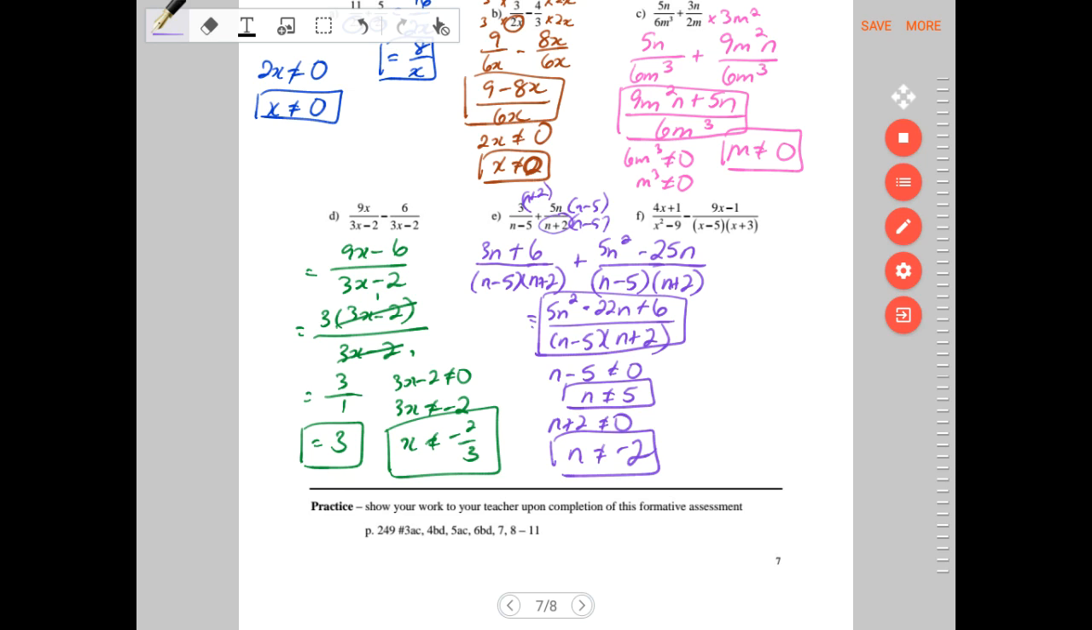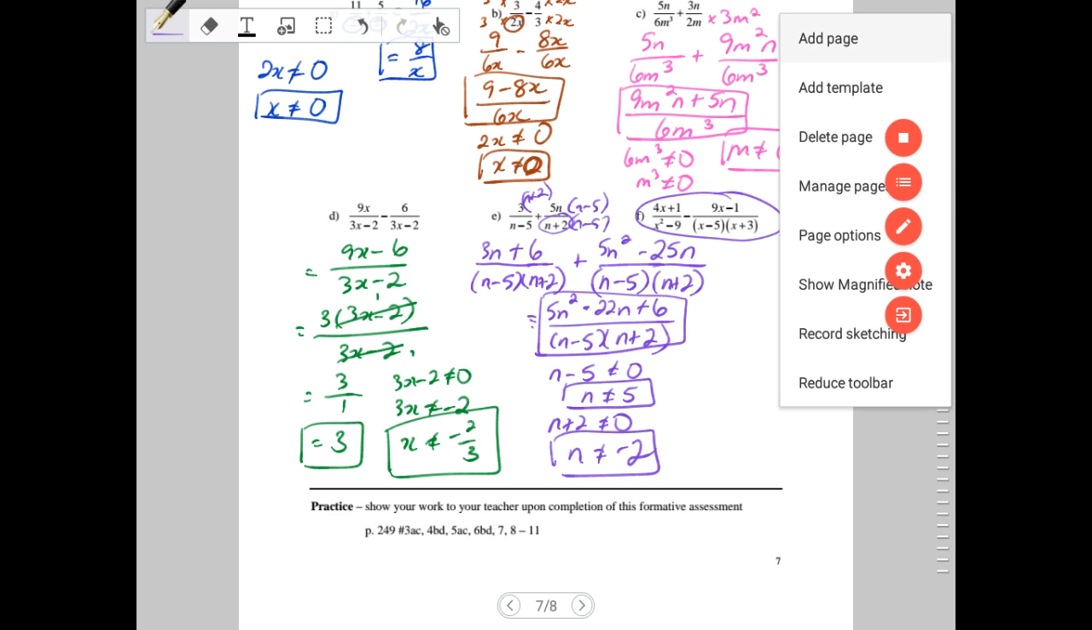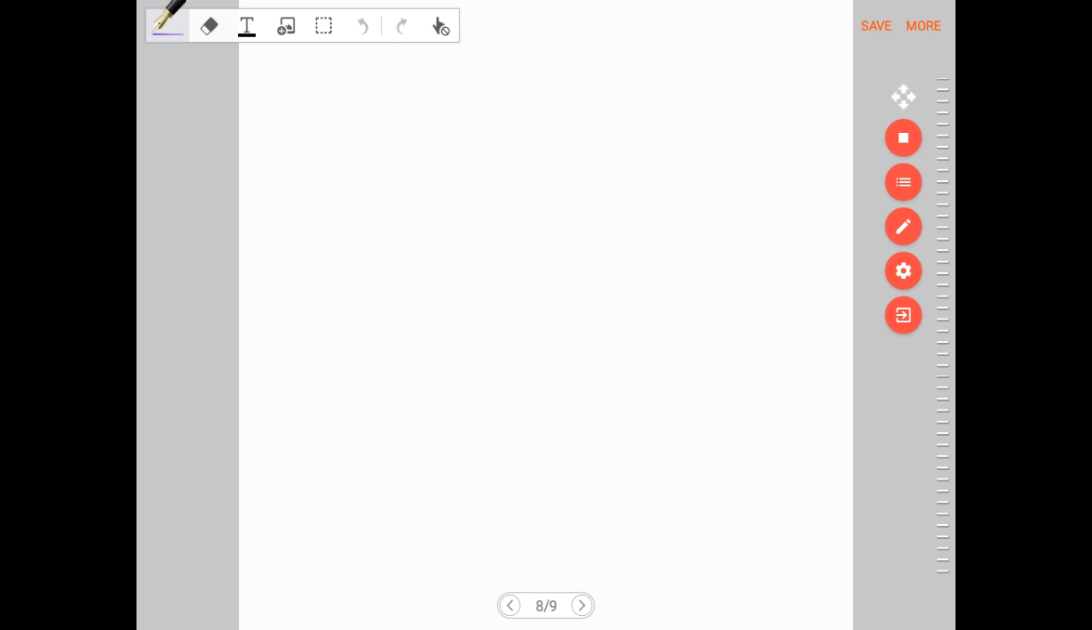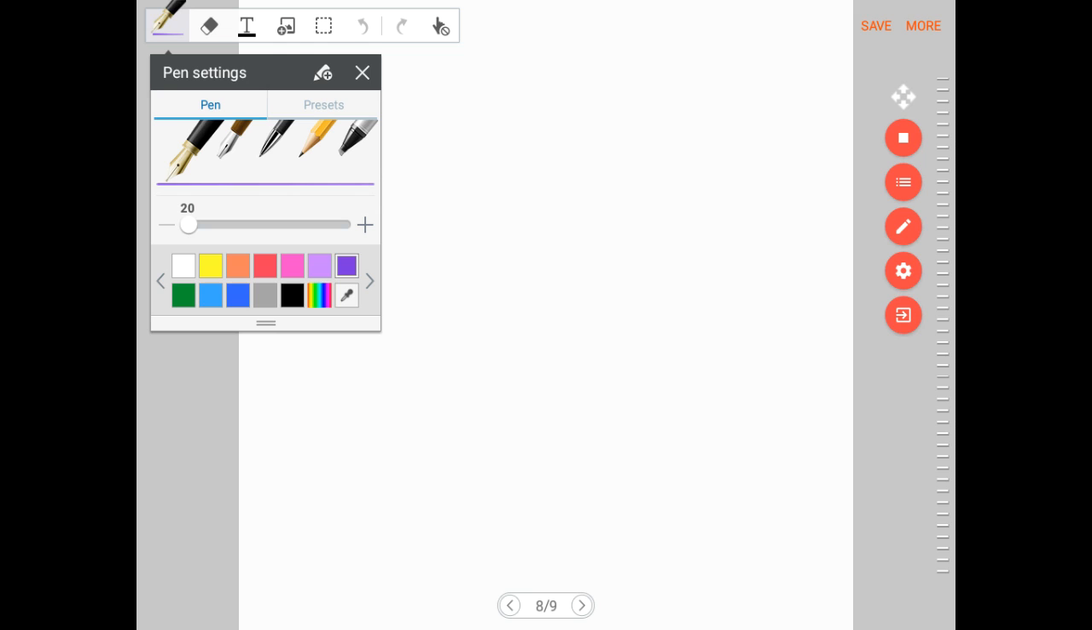Okay, I'm going to take this guy here. Obviously, I don't have enough space, so I'm just going to add a page, and I'm going to do that question on the next page. Let's do that one in blue.